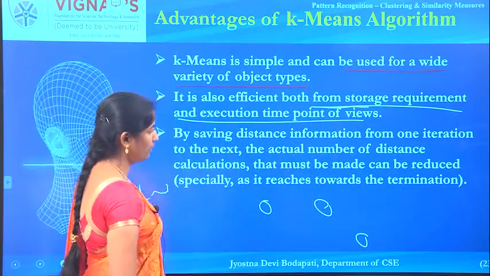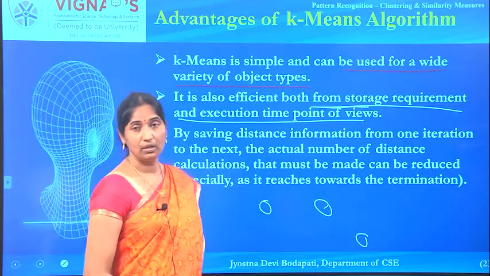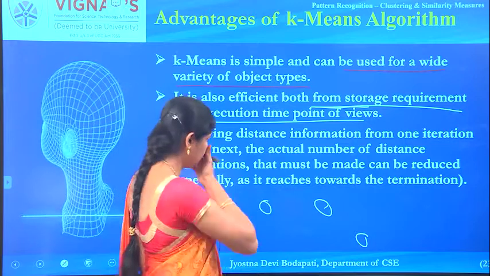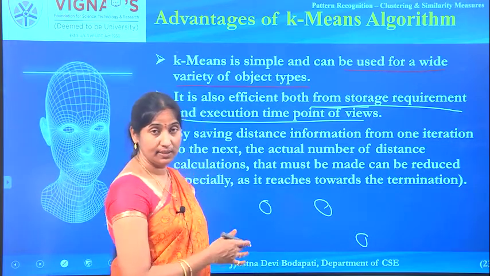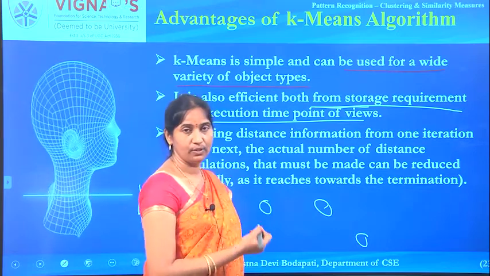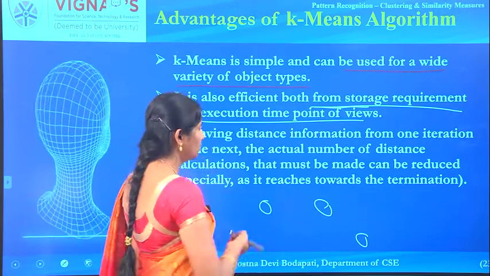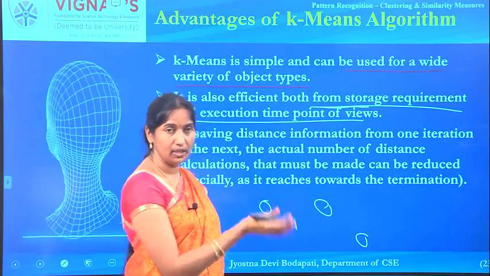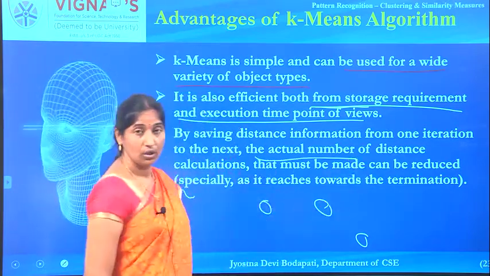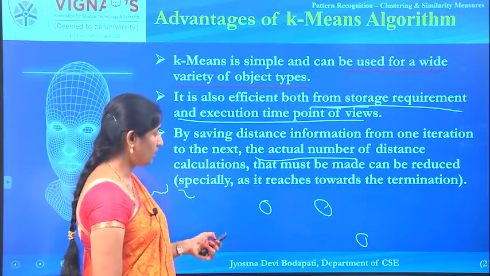And by saving the distance information from one iteration to another, the actual number of distance calculations reduces as you move towards convergence. You need not identify the distance measures from every data point. Once you measure the distance you can keep that with you, and that will be helpful. That is another advantage you have with the k-means clustering algorithm.